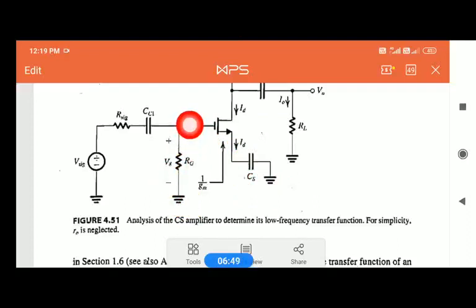So therefore, from this point to the ground, the voltage drop is Vg, and the current flowing through this is ID. So the current ID is Vg divided by the resistance from this point to this point. What is that resistance? From gate to source it is 1 by Gm, and at the source we have a capacitor Cs, which is 1 divided by sCs.